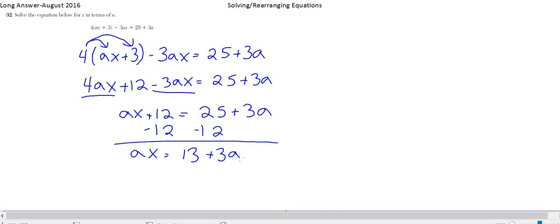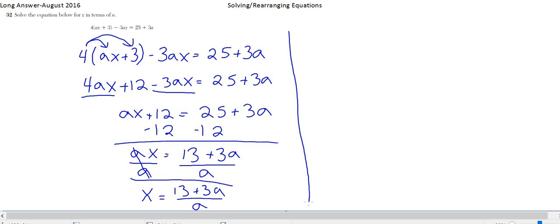But we want to have x alone. So we're going to divide away this a. Divide by a. And since we're dividing the left-hand side, we also have to divide the right-hand side. And the a's on the left-hand side cancel out. x is equal to (13 plus 3a) over a.